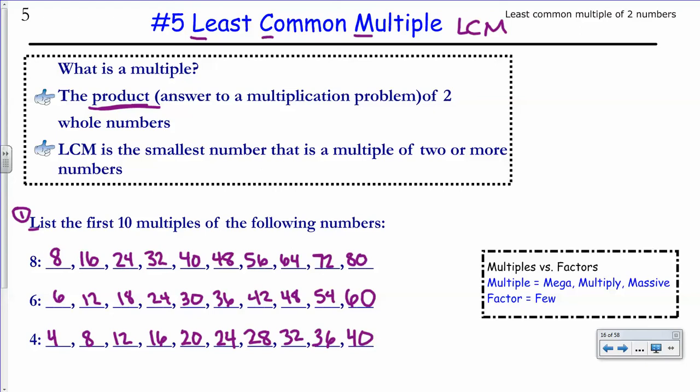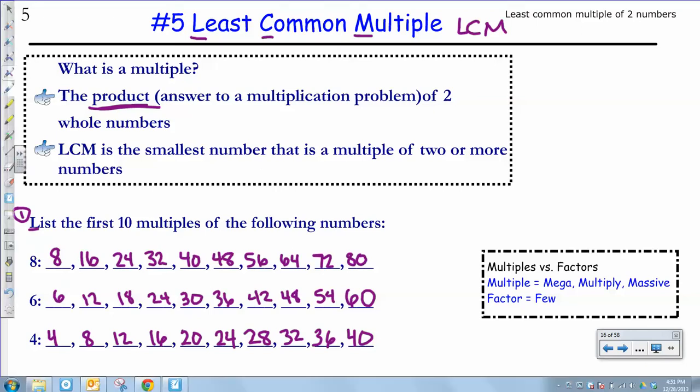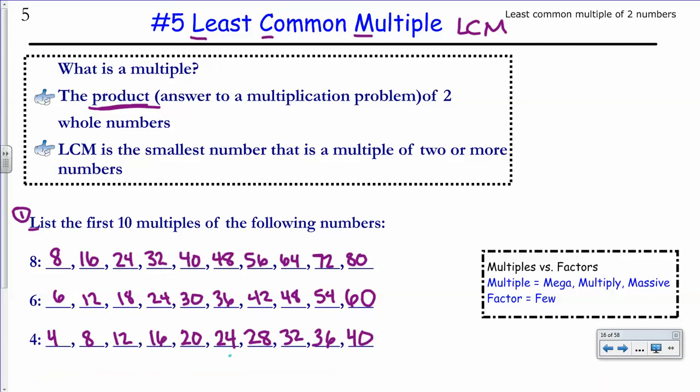List out my multiples. Now I'm looking for, yesterday we were looking for the biggest number in common. Today we're looking for the smallest number. So I usually like to start with my biggest number first. So I'm looking for, do I see an 8 anywhere else? No. Do I see a 16? Only down here. It's got to be between all three of them. Here's a 24. I have a 24, a 24, a 24.